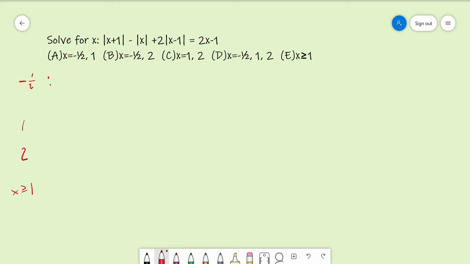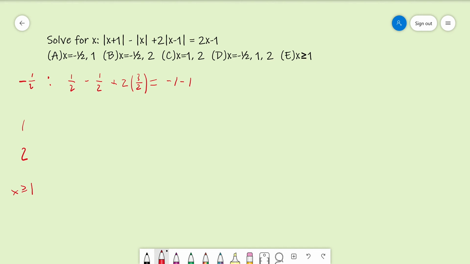So negative 1/2 we can try out here. Negative 1/2 plus 1, that's going to be positive 1/2, so the absolute value isn't going to do anything. And then absolute value of negative 1/2, that's positive 1/2, plus 2 times negative 1/2 minus 1, that's going to be negative 3/2. So the absolute value of that is going to be positive 3/2 equals 2 times negative 1/2, that's going to be negative 1 minus 1.